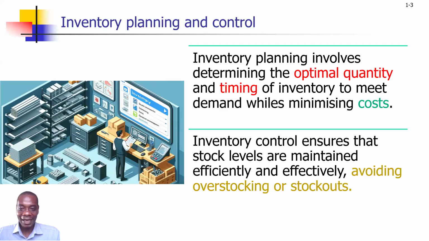So we are looking at the quantity and the time. That's how much is the quantity and at what time should we place the order. So the major idea, the main theme, the reason for this inventory planning control is to make sure we avoid overstocking or stock out. Overstocking is when you have too much inventory in stock, and stock out is when you have very little or none in stock. That's not really good.